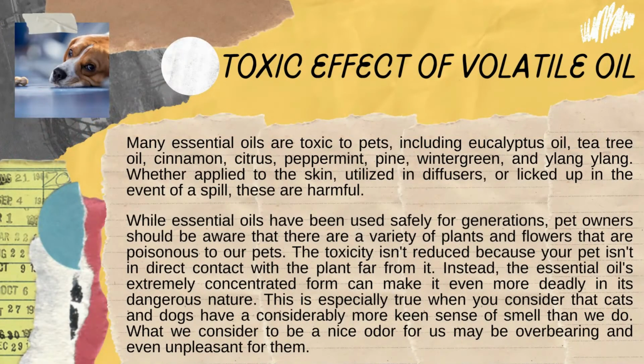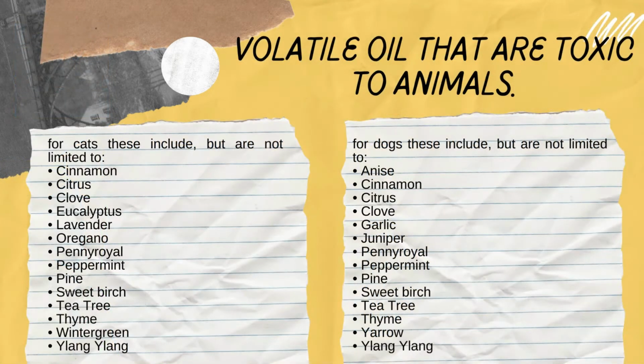Toxic effect of volatile oil. Many essential oils such as eucalyptus oil, tea tree oil, cinnamon, citrus, peppermint, pine, wintergreen, and ylang-ylang are straight-up toxic to pets. These are toxic whether they are applied to the skin, used in a diffuser, or licked up in case of a spill. Here are some examples of the volatile oils that are toxic to dogs and cats.